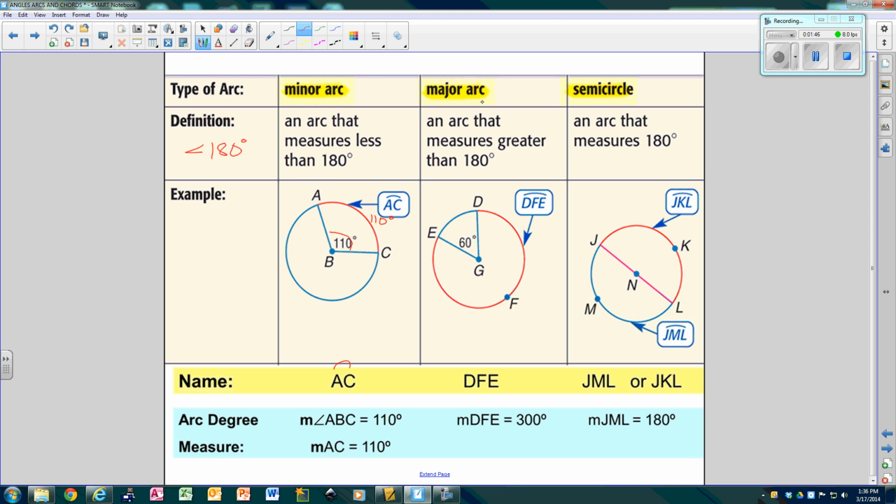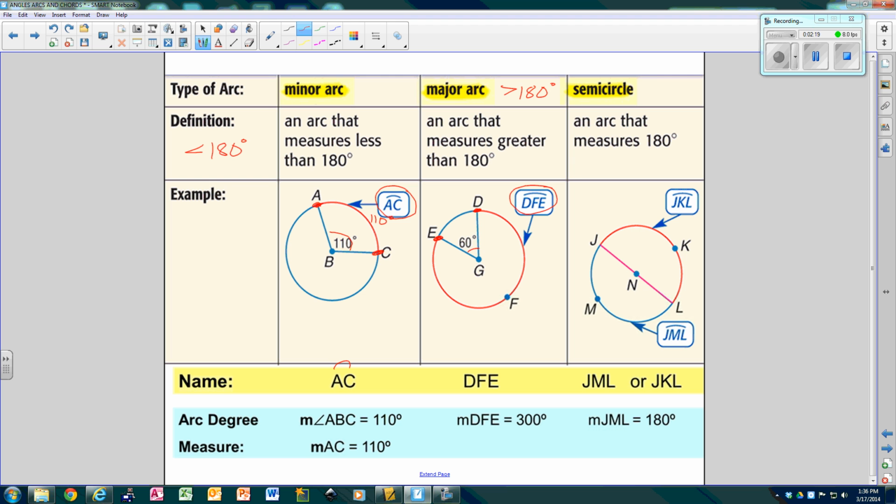Now, when you're naming a minor arc, you will use two letters, and they are where you start and where you end. A major arc is greater than 180 degrees, and you will use three letters to name it. The first letter is where you start. The second letter tells you the direction to go, so I need to go around to F. And the third letter tells you where to stop. So you have your starting, your direction, and your stopping.